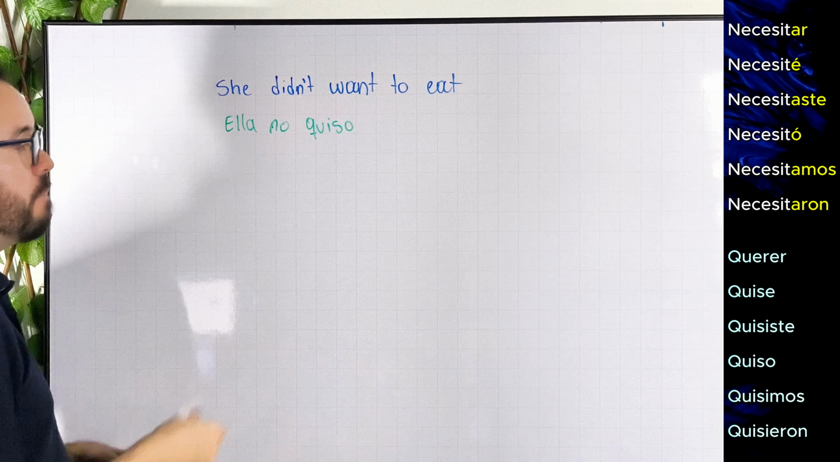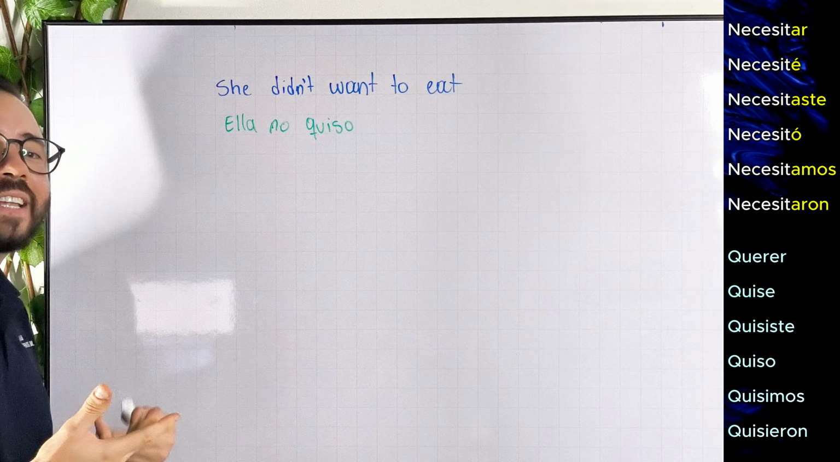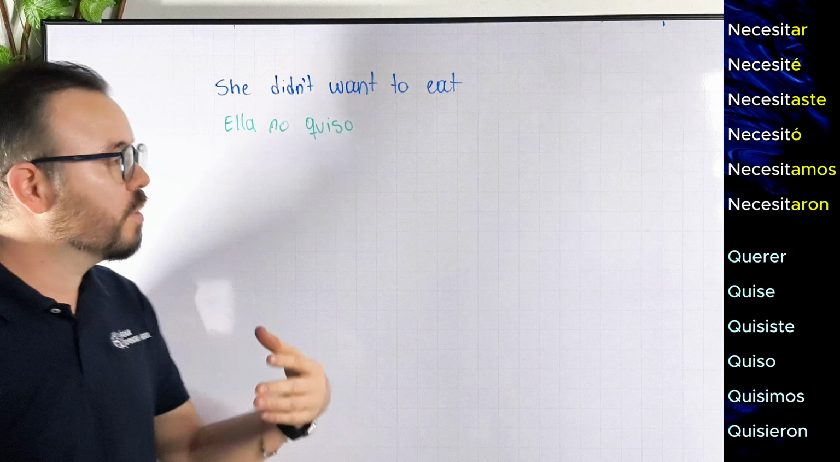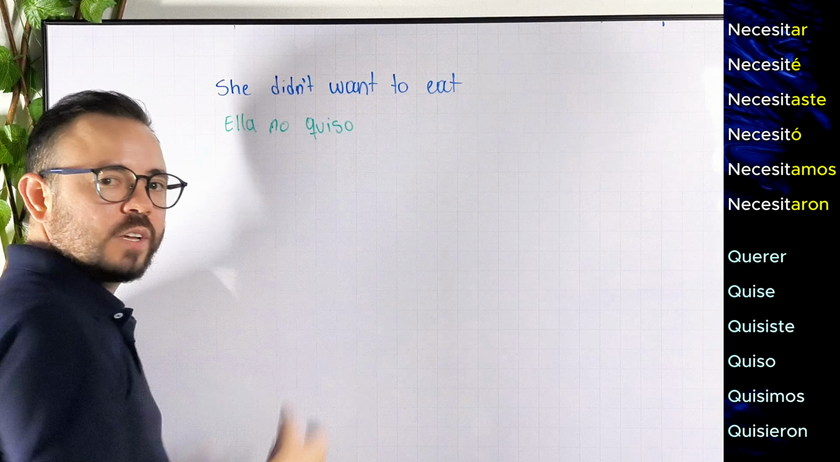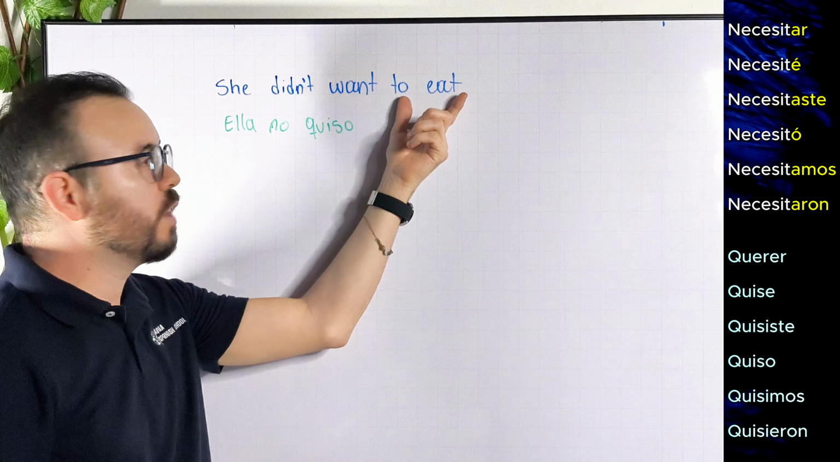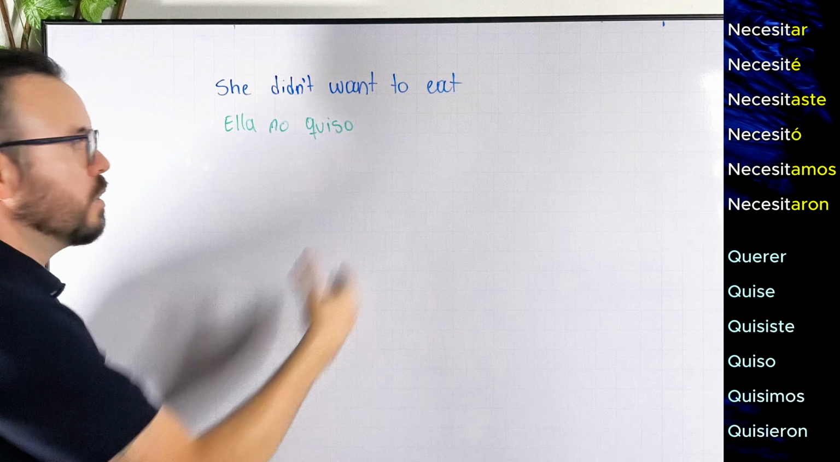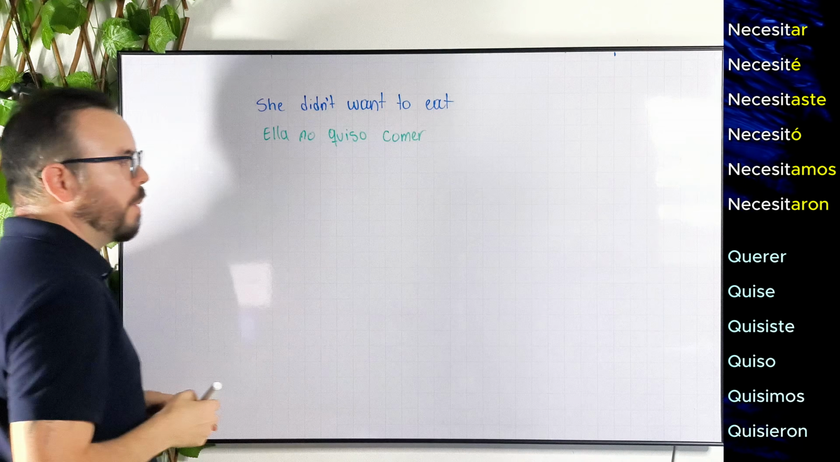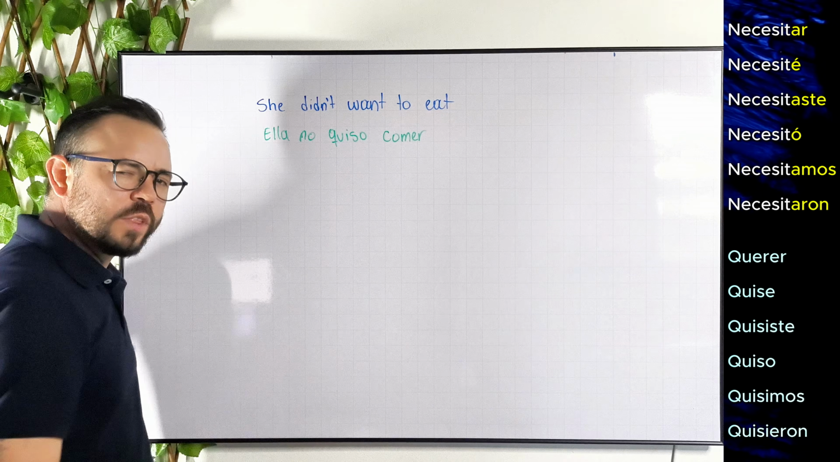That's it. Now, how do we say to eat? This is just a verb in the infinitive form, okay? We don't really need to conjugate it. And that's what I meant from the very beginning, okay? If you guys learn these verbs, then you don't need to worry about the rest. So I don't really need to say she ate or she didn't eat. So I don't have to conjugate this verb. I need to conjugate always to want, and that's easier, okay? So how do we say to eat? It will be comer, okay? So we have ella no quiso comer. That's it. Let's go with another example.